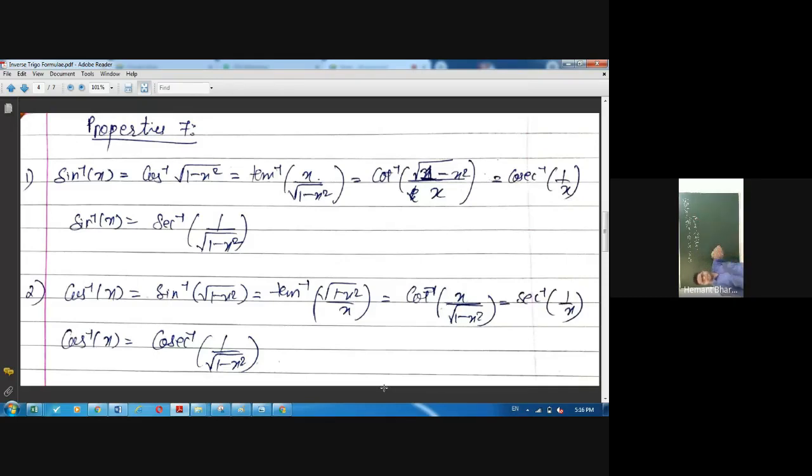Why? Because if we just remember trigonometry, cosec is 1 upon sine, and sine is 1 upon cosec. So that relation becomes something like this over here. Similarly, sec is 1 upon cos and cos is 1 upon sec. Similarly, when we write for cos, here I will have sec inverse of 1 upon x. Okay, so this is sine inverse in terms of all the trigonometric ratios.